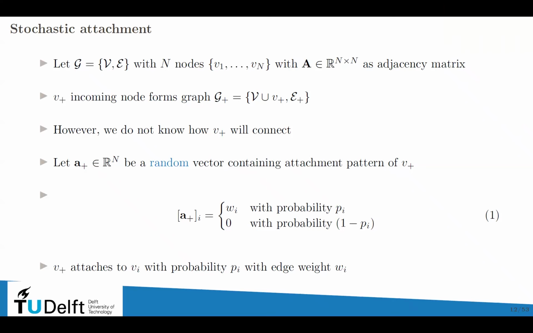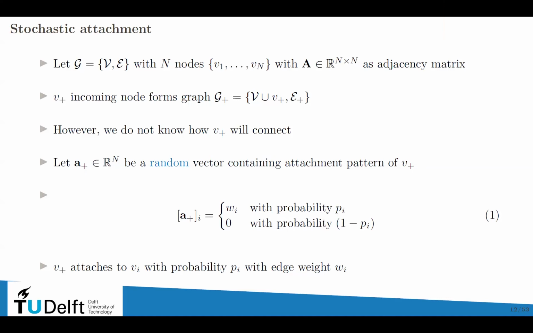That is, we assume a vector A plus, which is going to define how this connects to the existing graph, and we assume this to be a random vector, right? This random vector has the characteristic that each element of it is random, but it has a certain weight with a certain probability. What this means is that the new node will attach to an existing node in my existing graph with a certain probability. And when the attachment is made, you will have a certain edge weight, right? So this is all there is to it.